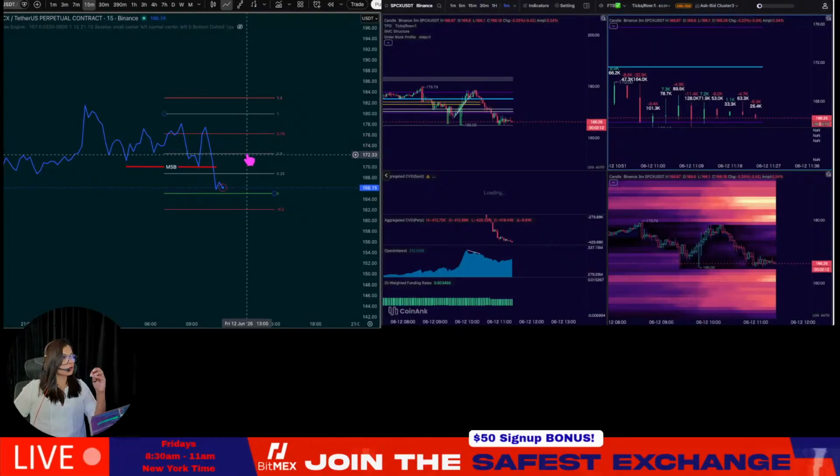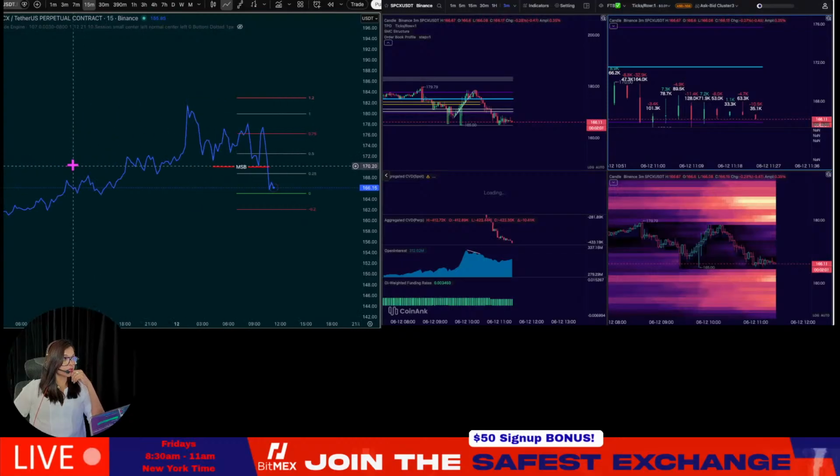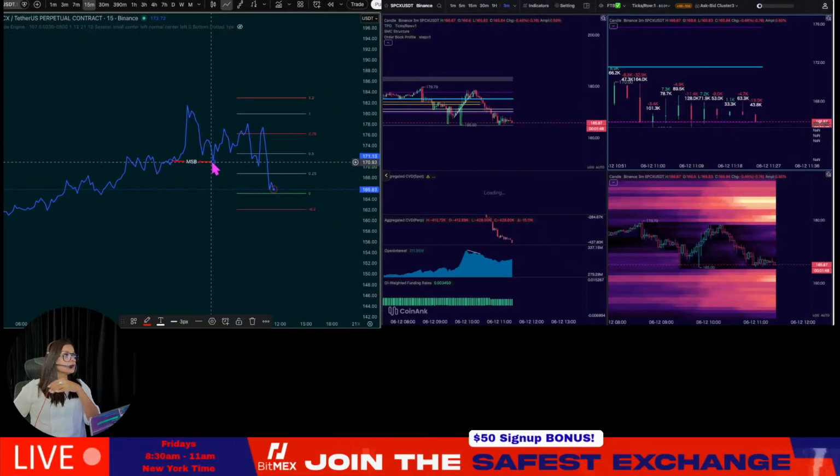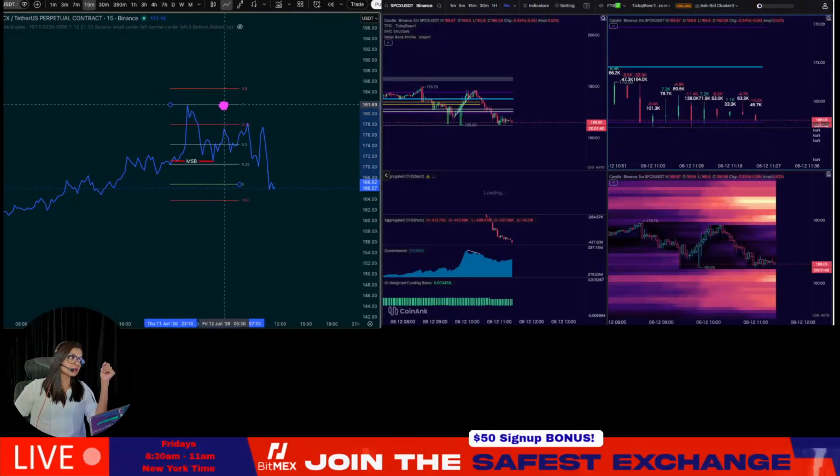So what I'm expecting is that we get a retest. Or if we don't get a retest, could this have been our MSB over here, for example? You see why line charts are great? You can see clearly what it is. So this could have been our MSB, and this could have been the retest. Okay, so let's do this.